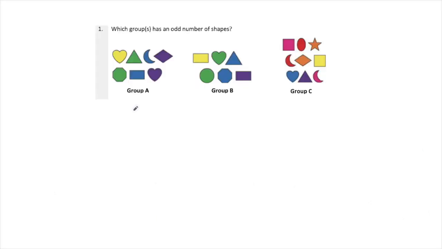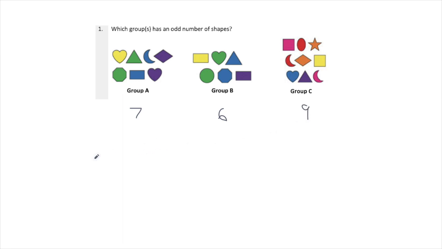For this problem, we have to find which groups have an odd number of shapes. So first we can count the amount of shapes in each of the groups. So in group A, there are 7 shapes. In group B, there are 6 shapes. And in group C, there are 9 shapes.